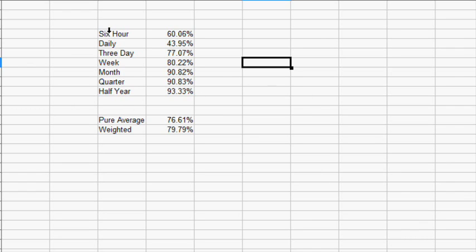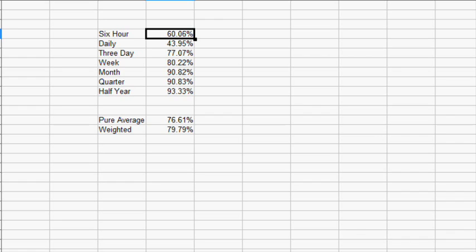Okay, so what we're going to do is take a look at this in more depth, because you look at these numbers. Okay, so yes, it tells me that it's bullish, and it's telling me that the long-term stuff, the month, quarter, and half year are good to go. Weekly's doing fairly good. The daily or the 3 days doing decent. The daily needs to pick it up, and the 6 hour is, well, at least it's above 50%.